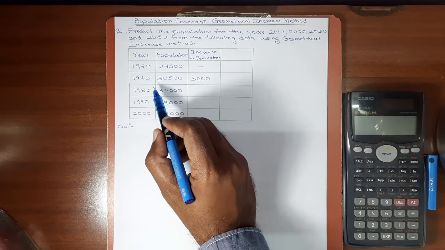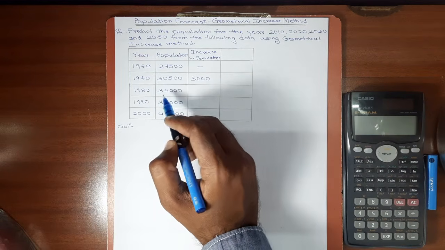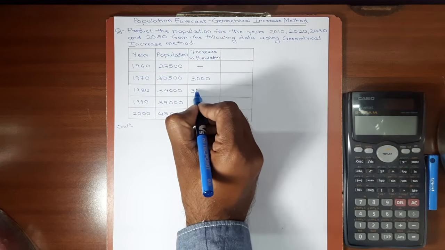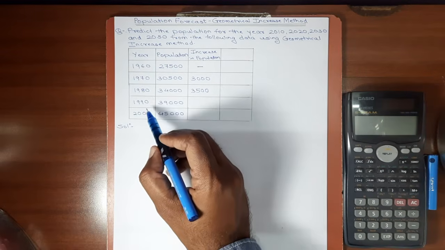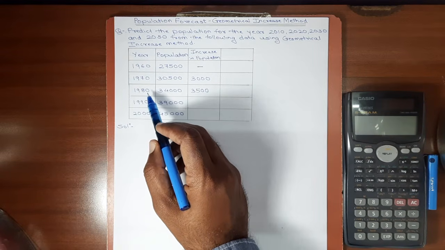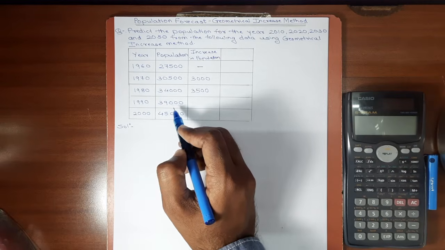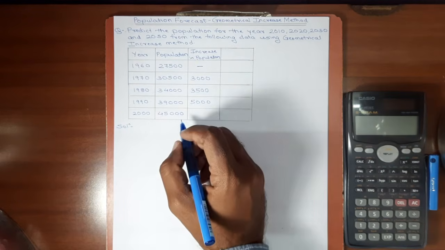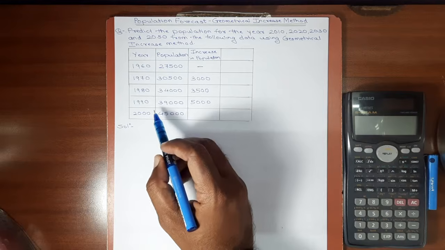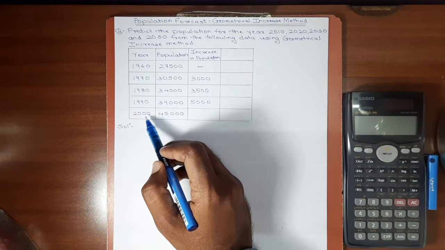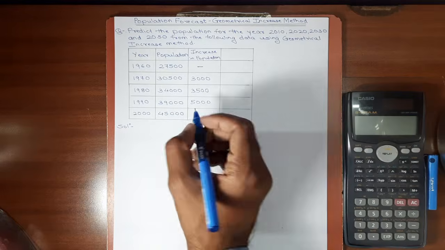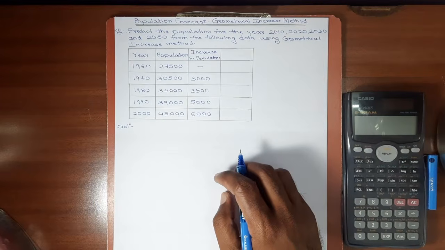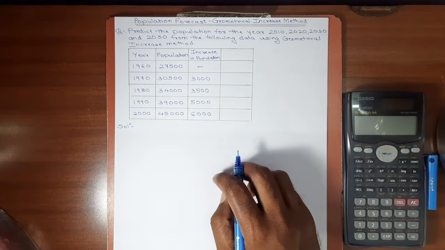Again in the next step, population increase from 1970 to 1980, 34,000 minus 30,500, which gives increase as 3,500. Next is increase in population from 1980 to 1990, 39,000 minus 34,000, which is equal to 5,000. Next, population increase from 1990 to 2000, which is 45,000 minus 39,000 is equal to 6,000. So till here the steps will be same.